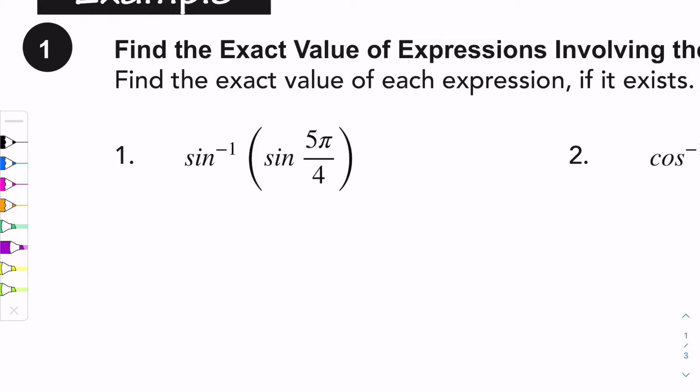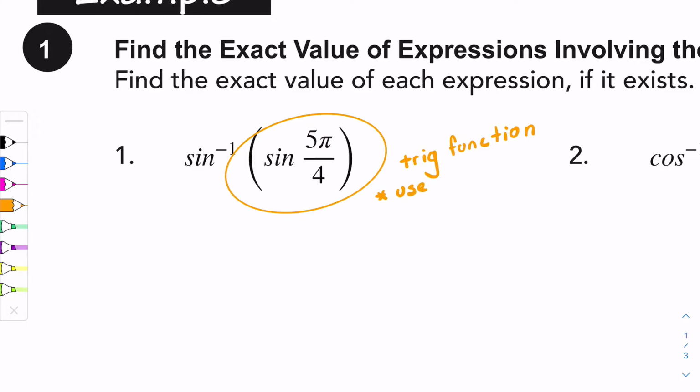Number 1 says the inverse sine evaluated at sine of 5 pi over 4. So this right here is just a standard trig function. It is not the inverse, so therefore you are using the regular unit circle. I'm going to say original unit circle.